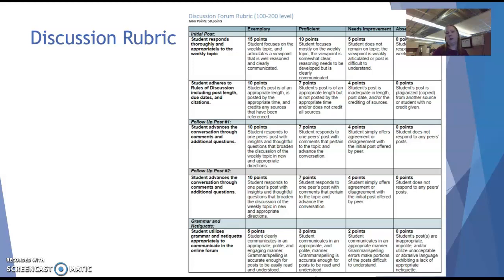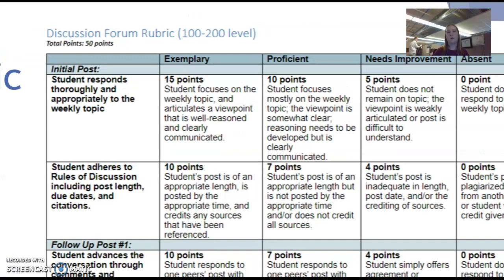So the discussion rubric, I'm going to zoom in here. Every discussion is going to be graded on this rubric. For your initial post, 15 points are awarded for responding thoroughly and appropriately to the weekly content or weekly topic. So if you're not responding to the topic or you're off topic, you're going to lose points there.